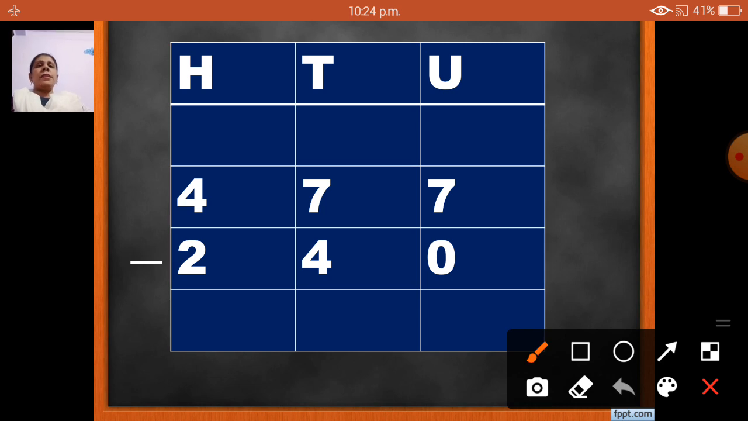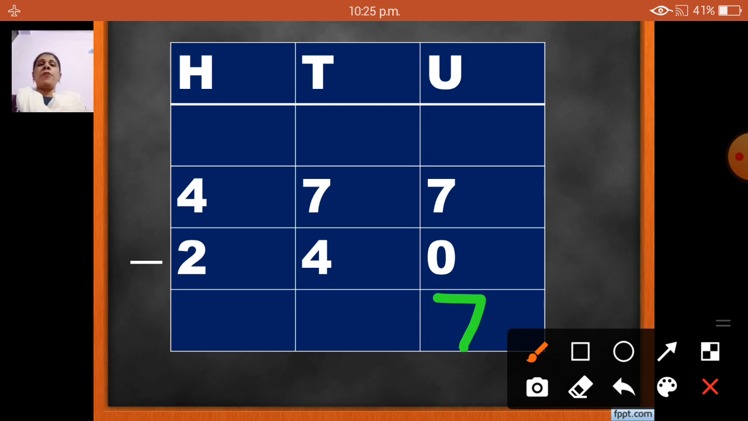Now 7 minus 0. Take 7 fingers and close 0 fingers. So what is left on your fingers? Yes, 7. 7 minus 0 is 7. If I have 7 fingers and I am not taking anything out from that 7, that is 0. So what is left? 7. Now here no carryover, no borrowing, because 7 is a bigger number. It can be subtracted from 0. So 7 minus 0 will be 7.